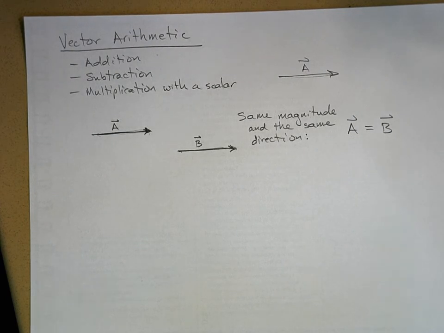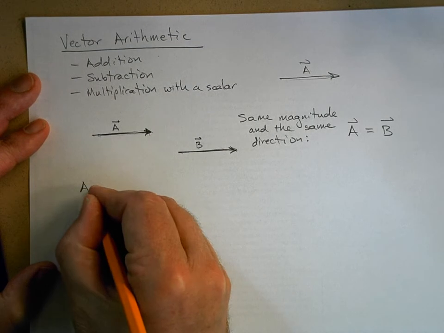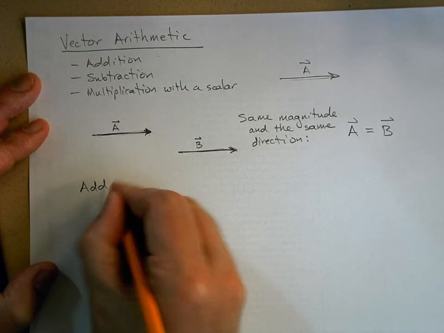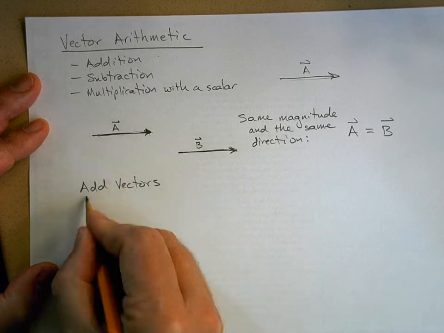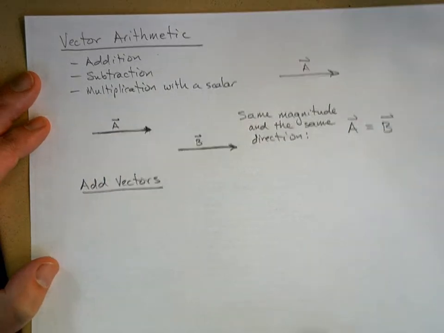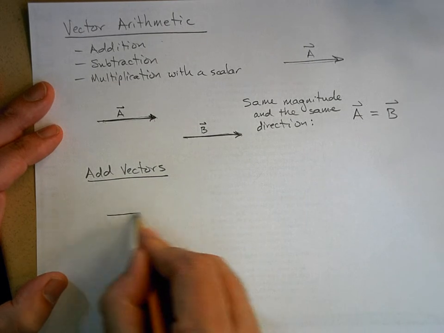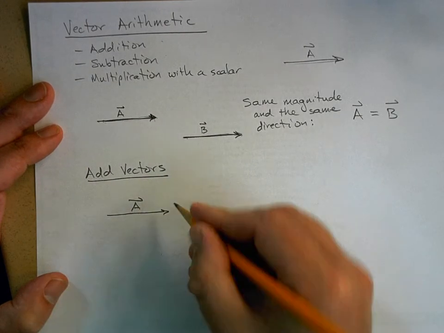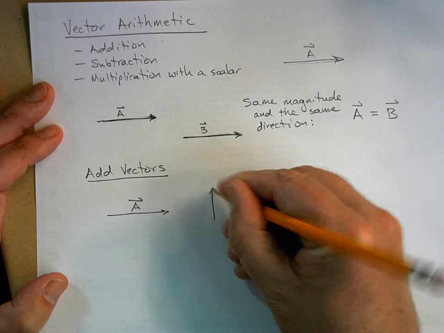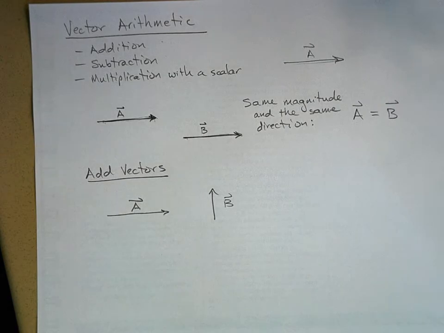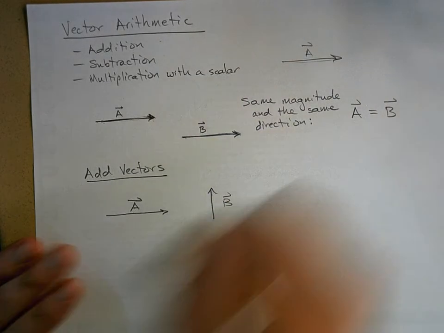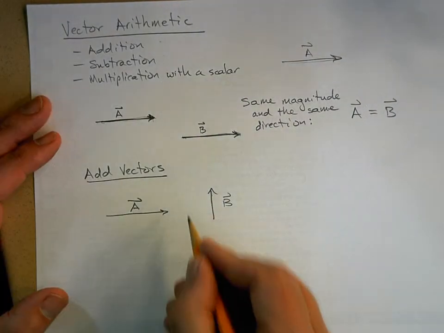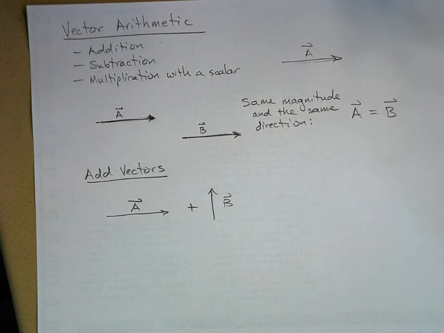Okay. Now let's add two vectors together. Let's add vectors. Well, let me change B here. Let's let A be kind of the same. But let's let B kind of look like this. Maybe a little shorter, different direction. Okay. How do we add vectors? We're going to add these guys. Use a plus sign. Now we use a different operation for vector addition than we did with scalar addition.